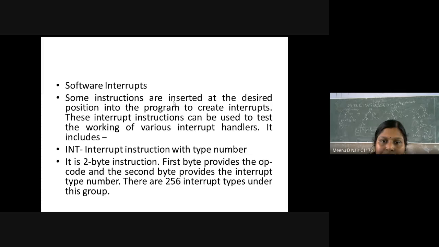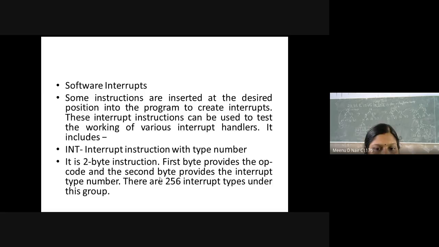That is NMI. Next one is software interrupts. Software interrupts means there are some short programs. These interrupt instructions can be used to test the working of various interrupt handlers. And this is an INT interrupt instruction with the type number: INT2, INT0, INT1, like that.